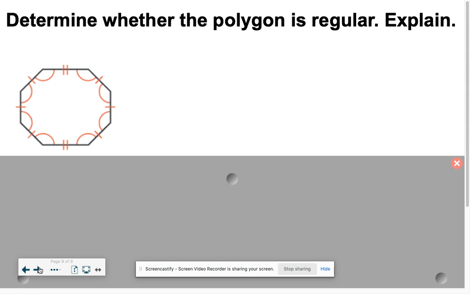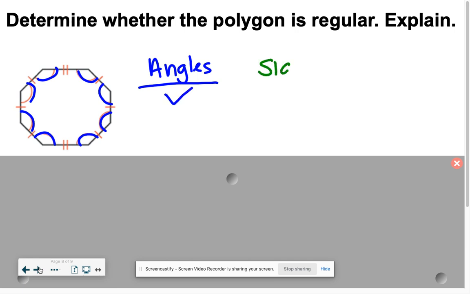Determine whether the polygon is regular. Explain. So on this one, if it's regular, remember we have to check our angles and our sides. So let's go with our angles first. Are all of our angles the same? So if I look here, arc marks all the way around. So this indeed checks out for our angles. Now we have to see if our sides are all equal.